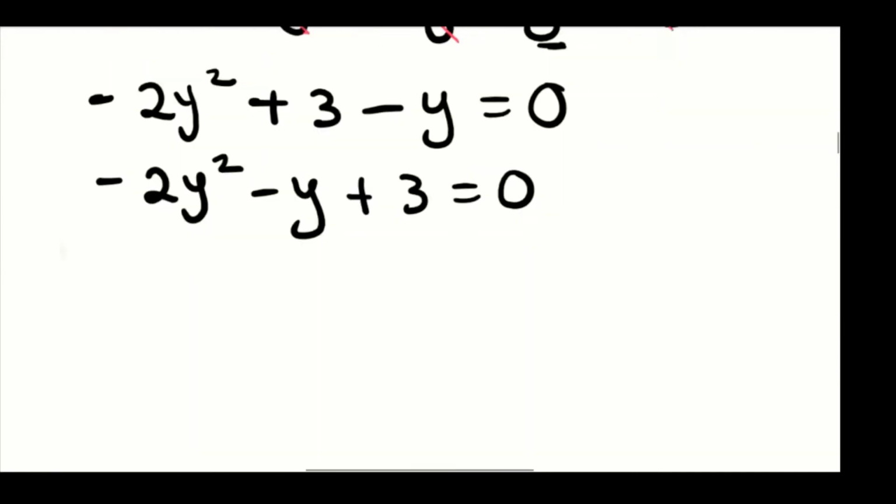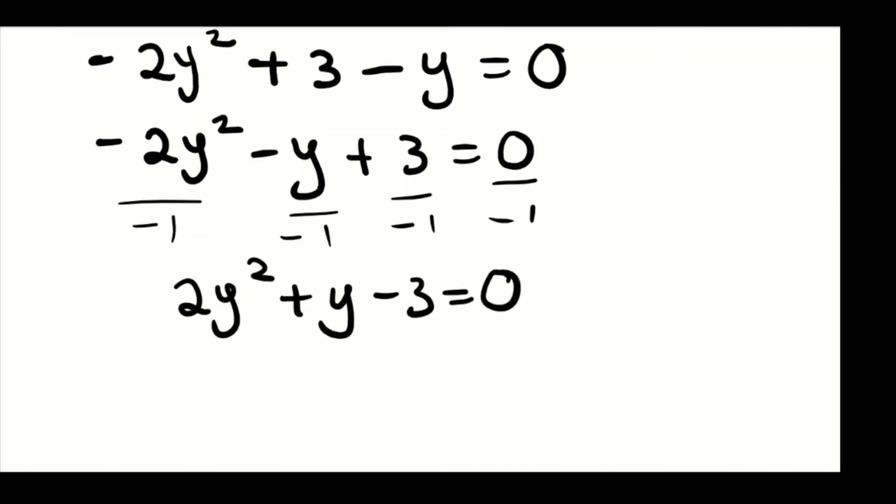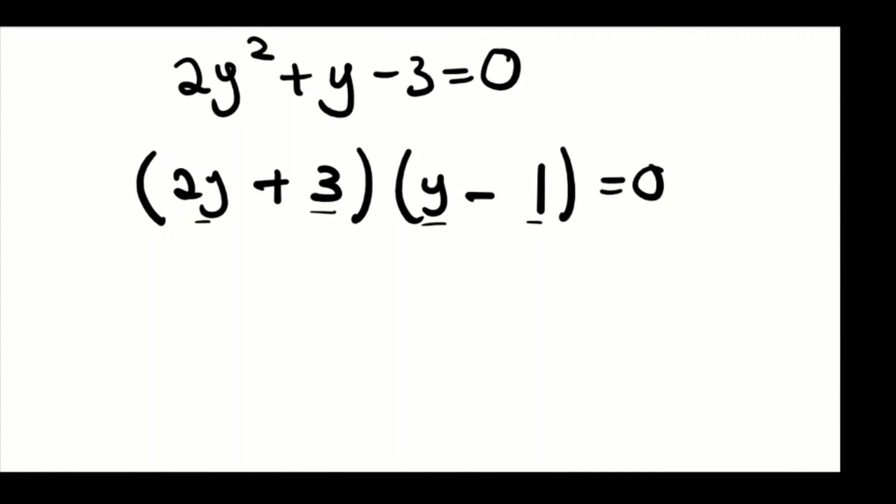And then we're just going to divide by minus 1 on both sides. We'll have 2y squared plus y minus 3 being equal to 0. So to factorize this expression, it's going to be 2y, and here it's y, and we want to put 3 here and 1 here, so that when we add this 3y and this 2y, they give us the middle term, right? So it's going to be a positive here and a negative here. So it's going to be 2y plus 3 being equal to 0, or y minus 1 being equal to 0.